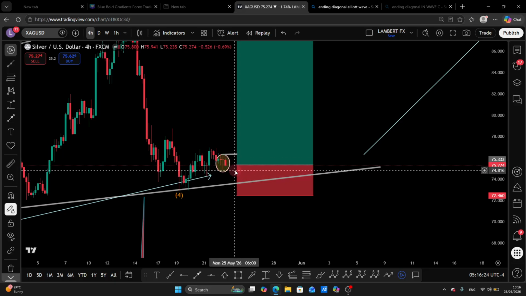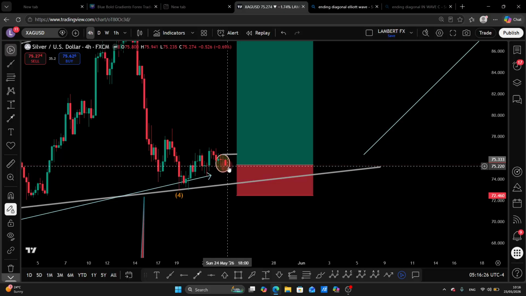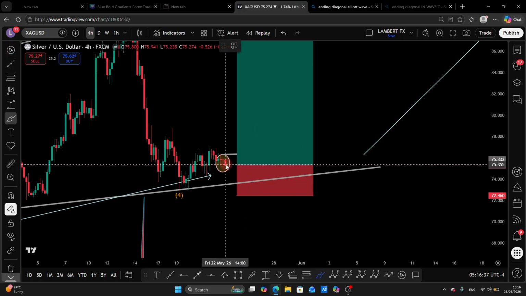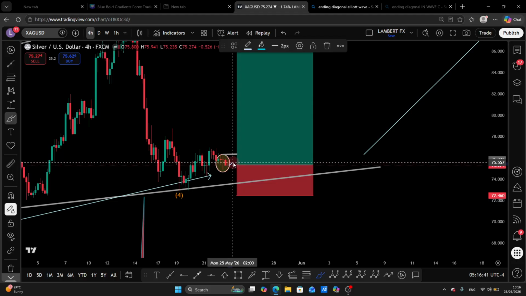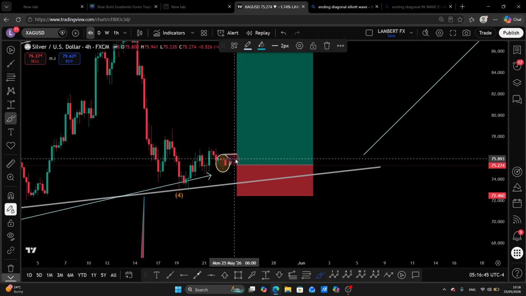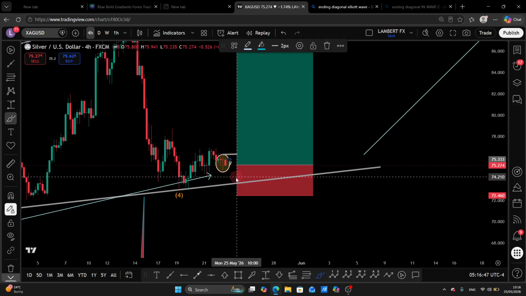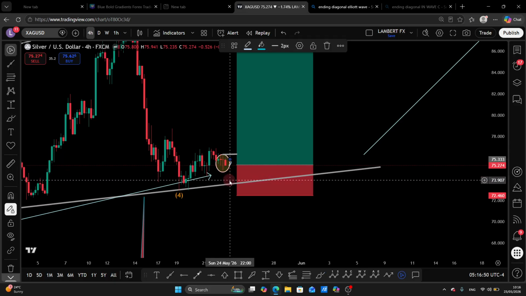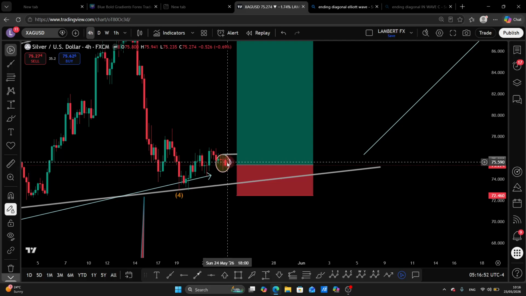Or if you want to be aggressive, if you see the market shooting up on Monday morning, let's say the market opened here and then you see a rally to the upside, you may decide to go long, but that would be an aggressive entry.